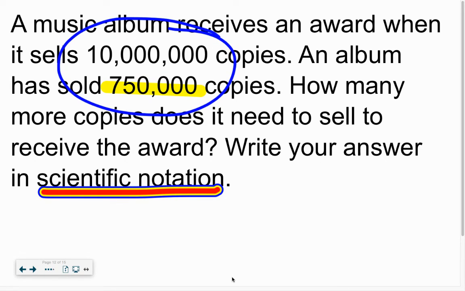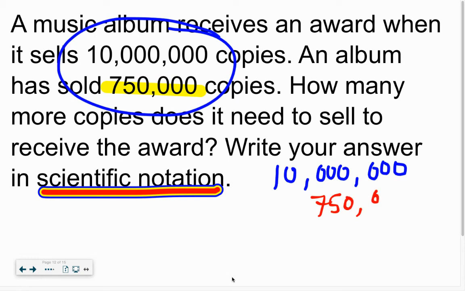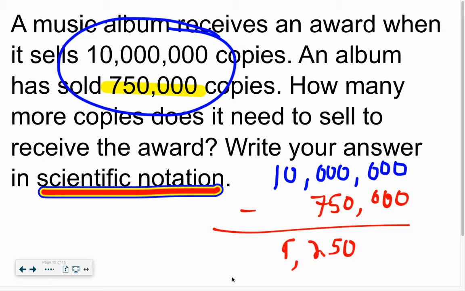It needs 10 million. They have sold 750,000 so far. Calculator, mental math, all approved. You're going to find out that they need to sell 9,250,000 more albums, which is great. But now we're going to change this number into scientific notation.